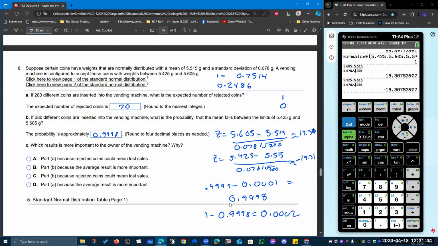Now, which of these is more significant here? Part A, because rejected coins mean lost sales, we don't care about what happens on average. With all 280 coins, we care about each individual coin that's going to be rejected or not rejected.